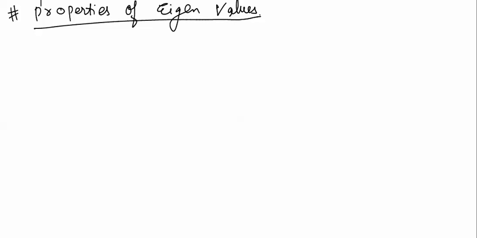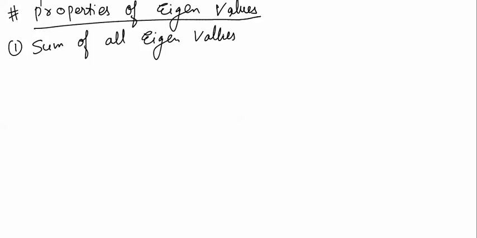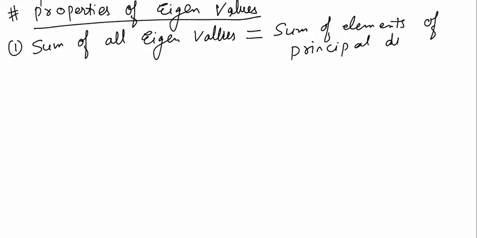Right. Number one property, it says that the sum of all eigenvalues is equal to the sum of elements of the principal diagonal. Principal diagonal elements, you know, right? If you sum all the principal diagonal elements, that will be equal to the sum of the eigenvalues, right? Okay, I'll tell you how to use this.